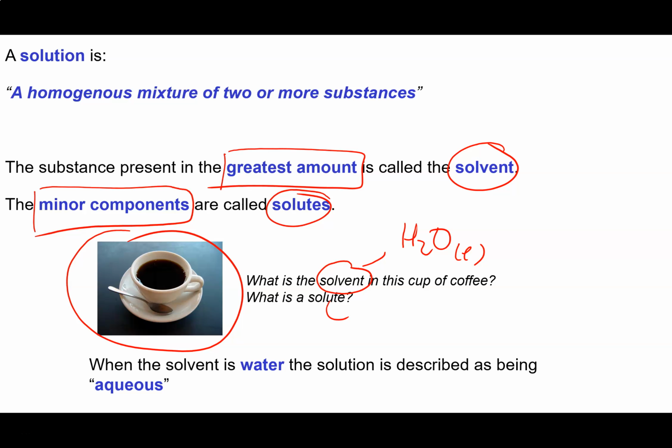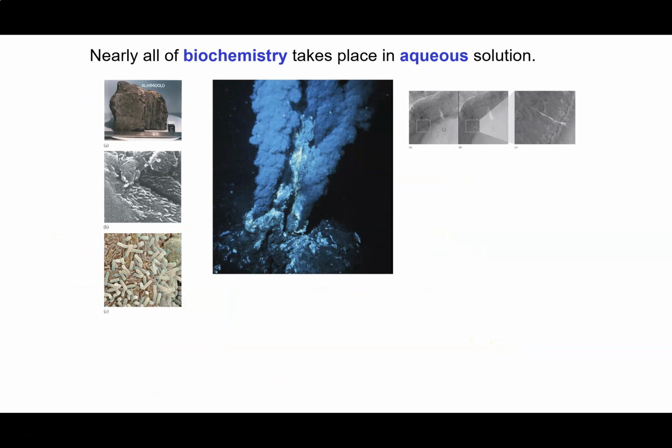Now, if a solution has as its solvent water, then we describe the solution as being aqueous. And if a substance is present as an aqueous solution, say we've got an aqueous solution of sodium chloride, we'll indicate that using the letters AQ following its formula.